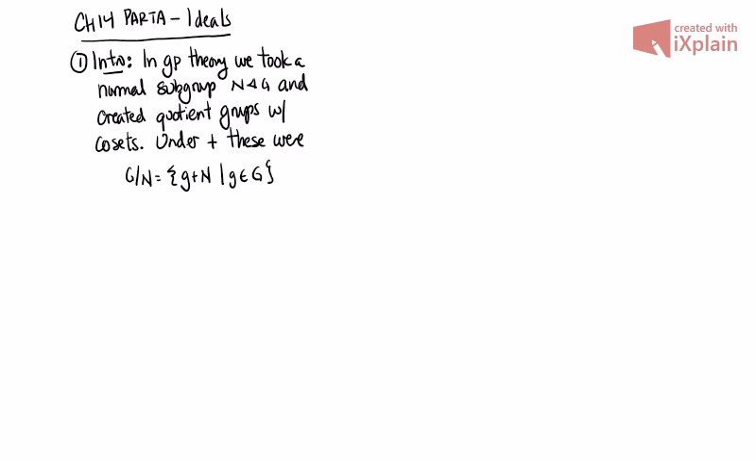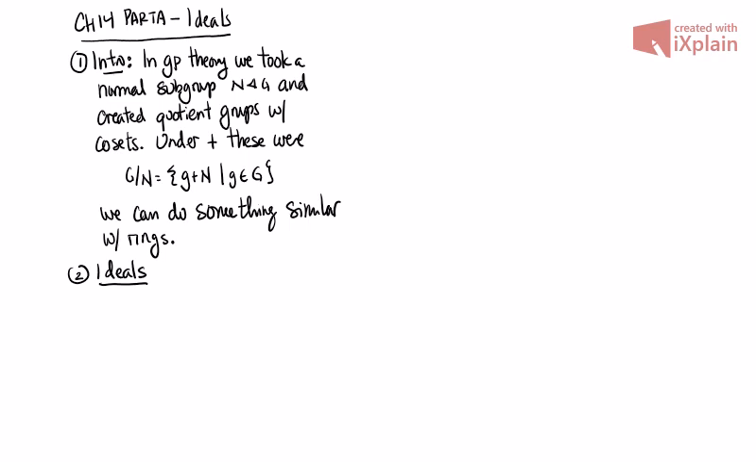And so we could do a similar thing in ring theory. So we can do something similar with rings. So what we need to know is, what do we do instead of a normal subgroup? What's the analogy? We might think maybe a normal subring or something like that, but it's actually a little bit different than that. So the replacement for a normal subgroup becomes something known as an ideal. It has a slightly different definition.